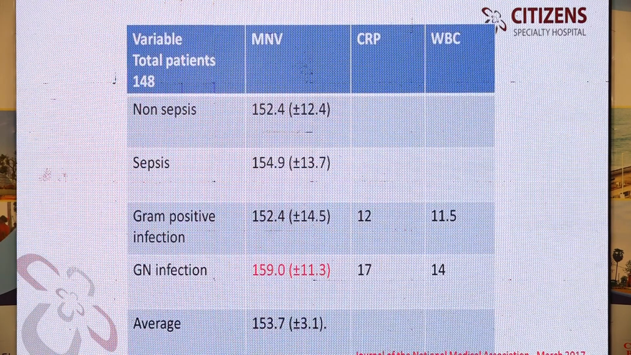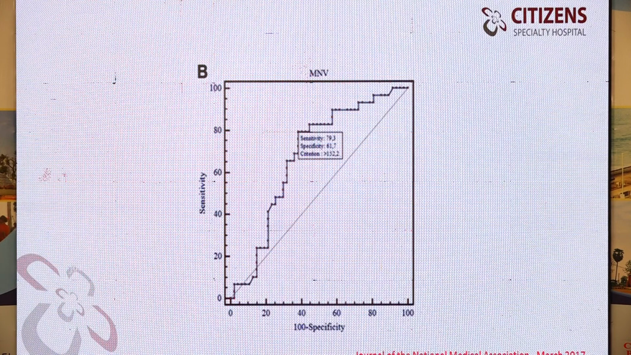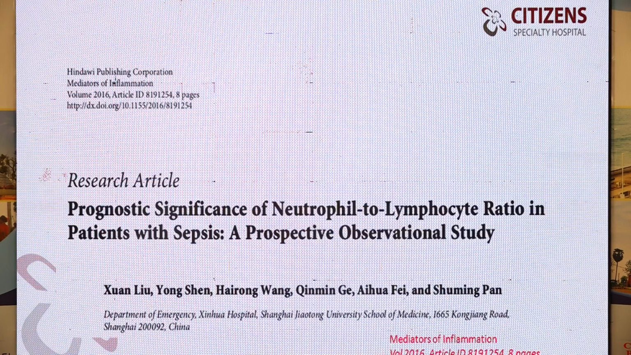Similarly, they have taken almost 148 patients, non-sepsis and sepsis patients. In that they have taken gram-positive and gram-negative infections, and they found that there is no difference in the CRP and WBC in a patient who is having a gram-negative or positive infection. There is a difference between non-sepsis and sepsis, but clearly MNV could differentiate, as the number is very high in patients with gram-negative infection. So it has a sensitivity of 79.3 and specificity of 61.7.